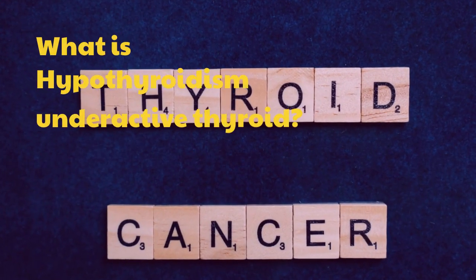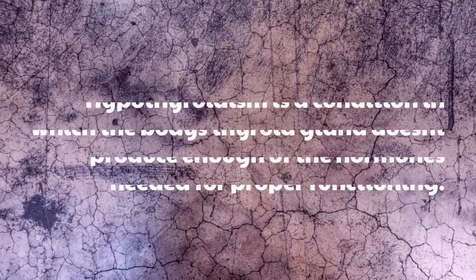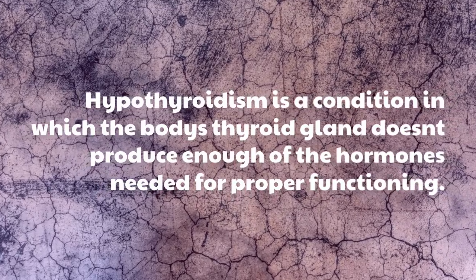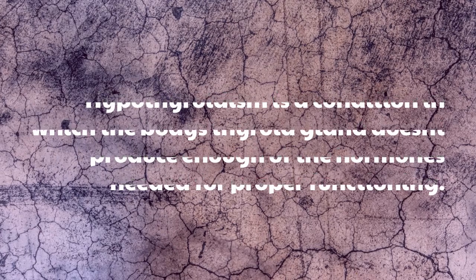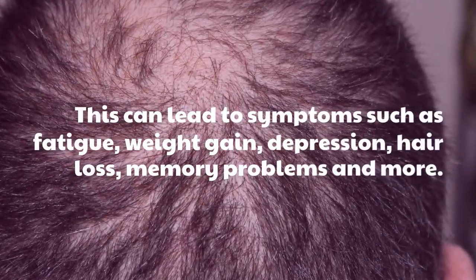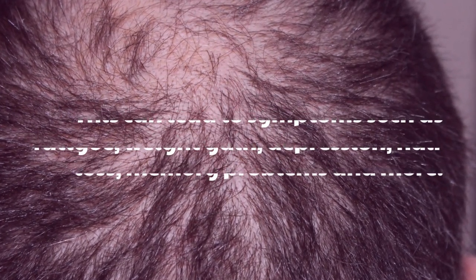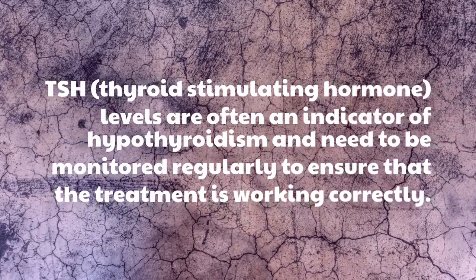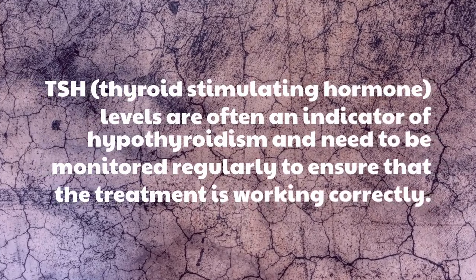What is hypothyroidism? Underactive thyroid? Hypothyroidism is a condition in which the body's thyroid gland doesn't produce enough of the hormones needed for proper functioning. This can lead to symptoms such as fatigue, weight gain, depression, hair loss, memory problems, and more. TSH, thyroid-stimulating hormone, levels are often an indicator of hypothyroidism and need to be monitored regularly to ensure that the treatment is working correctly.